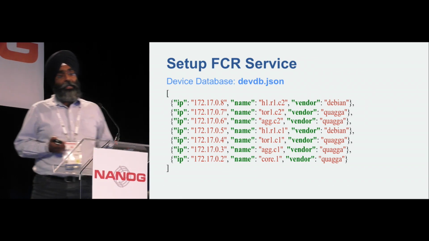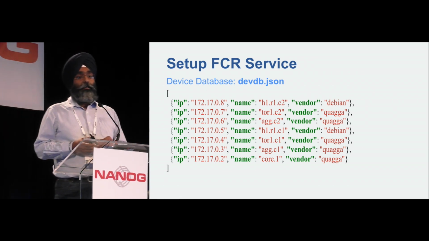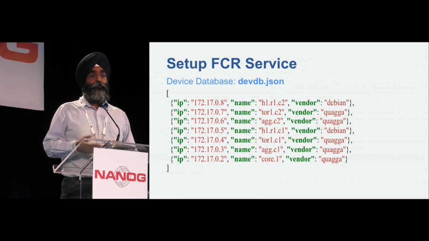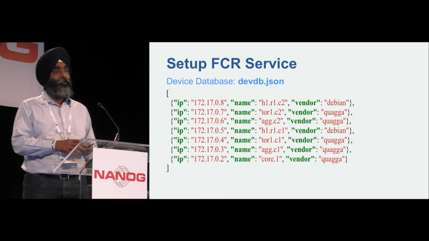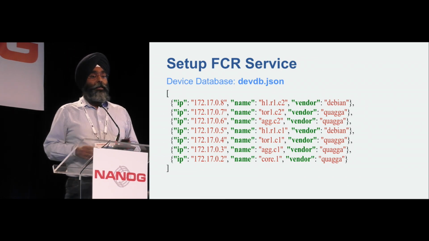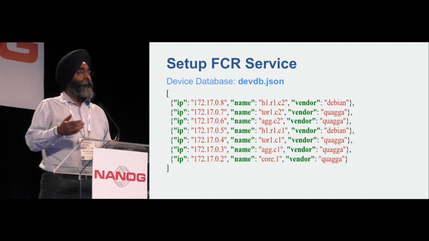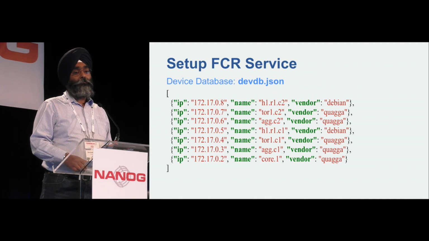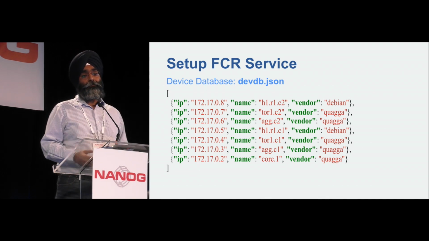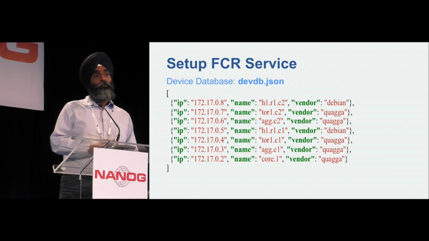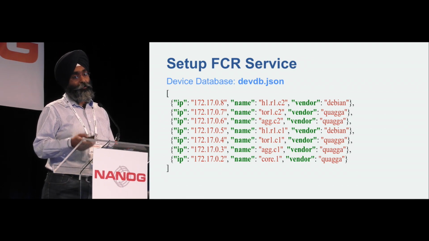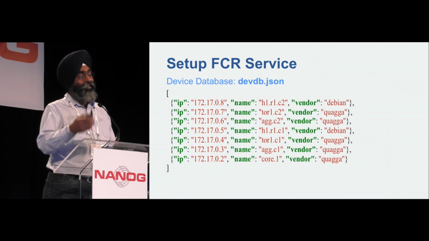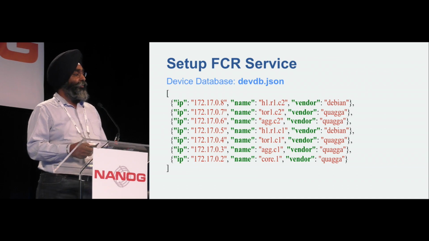Other information that we need is the device information. We need the name to address and vendor mapping for those devices. Typically these will be in some backend databases. For this demo, the database is my JSON file. So we are going to specify our list of devices using this JSON file.